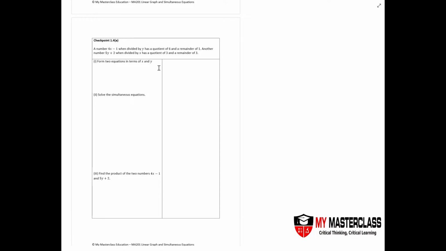Now in this chapter, we are looking at linear graph and simultaneous equations. Okay, we are looking at checkpoint 1.4 part A. Now this is actually a question to teach you how to form your own equations. So I'm going to bring you back a little bit to your primary school method.